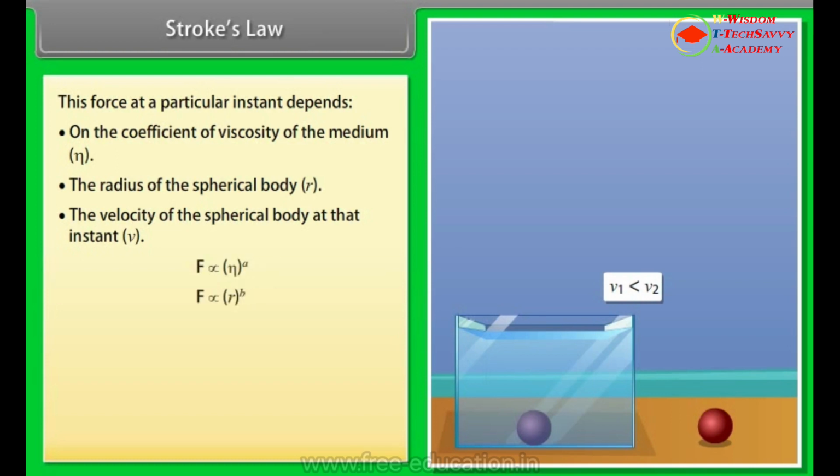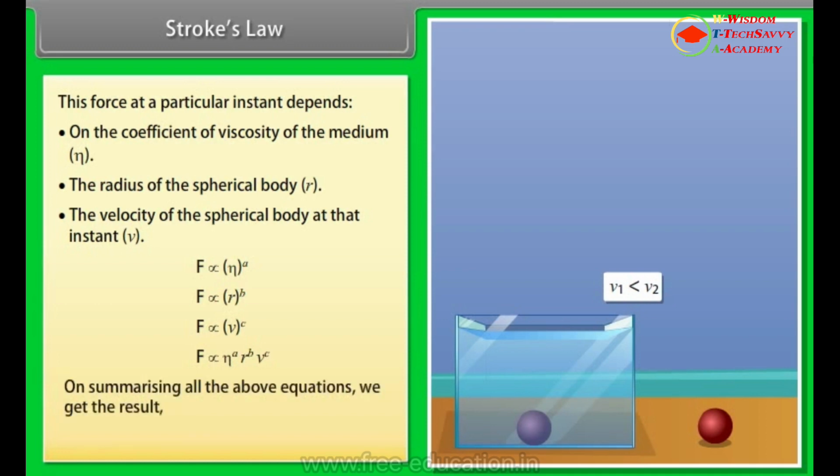Force is directly proportional to eta, radius and velocity. On summarizing all the above equations, we get the result: F is equal to 6 pi into eta into r into v.